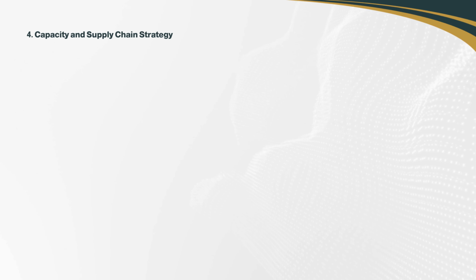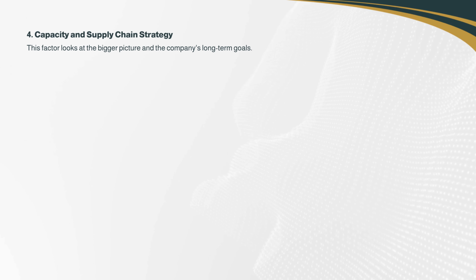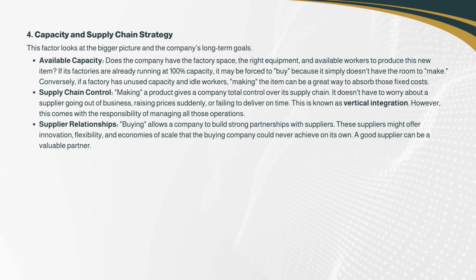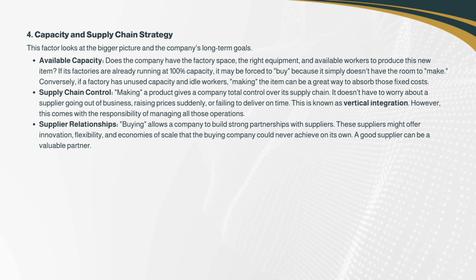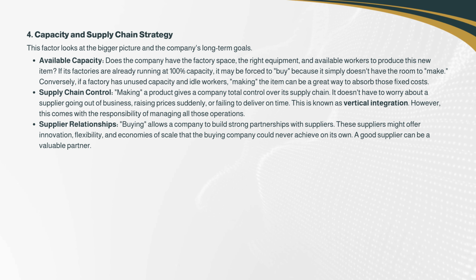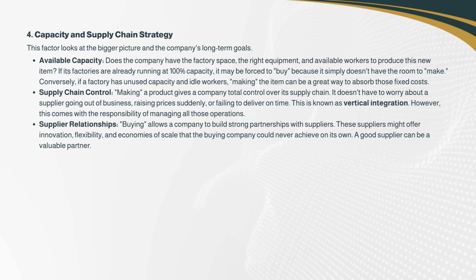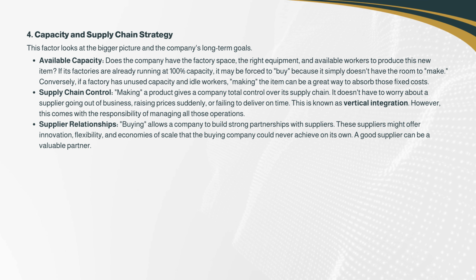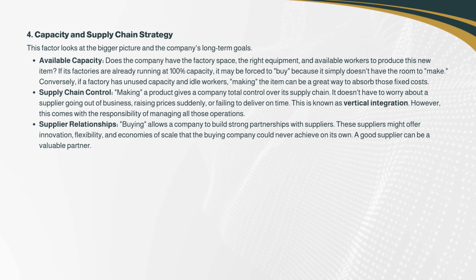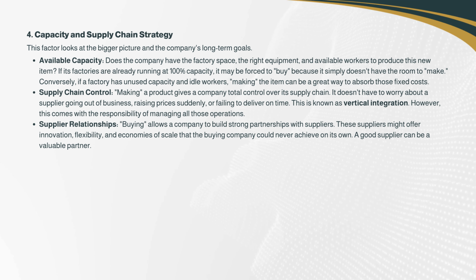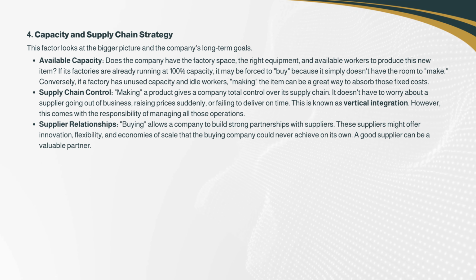4. Capacity and supply chain strategy. This factor looks at the bigger picture and the company's long-term goals. Available capacity. Does the company have the factory space, the right equipment, and available workers to produce this new item? If its factories are already running at 100% capacity, it may be forced to buy because it simply doesn't have the room to make. Conversely, if a factory has unused capacity and idle workers, making the item can be a great way to absorb those fixed costs.